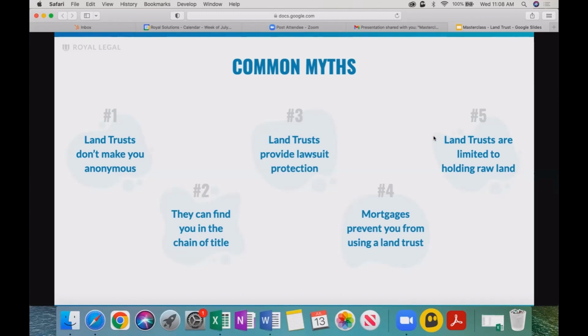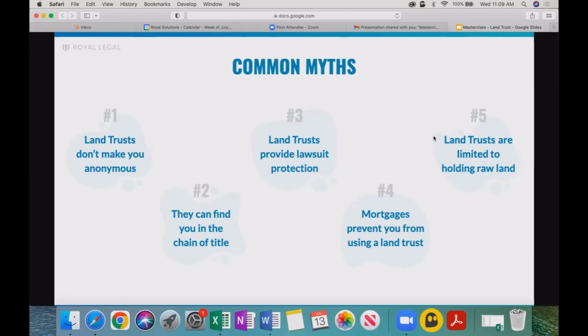Land trusts provide lawsuit protection. Again, as I said, not really. They'll provide you anonymity, which in a way provides you lawsuit protection, but that's just kind of stopping things before they even get started. But once they get started, as Scott said, it really wouldn't do much unless it's backed up by an LLC or a DST.